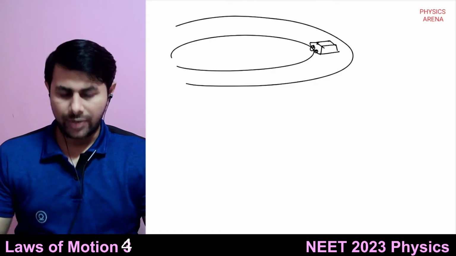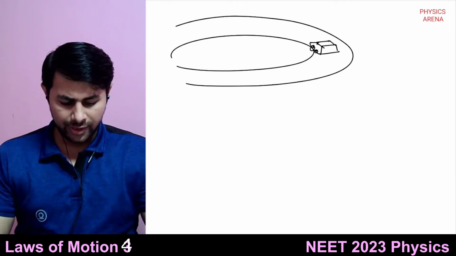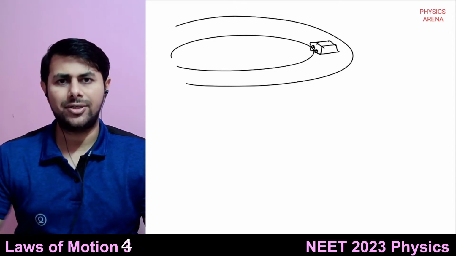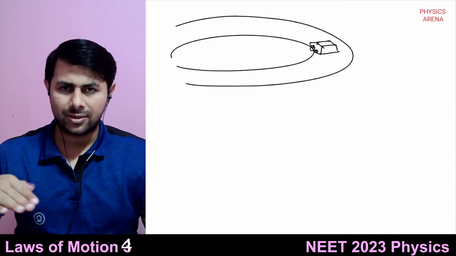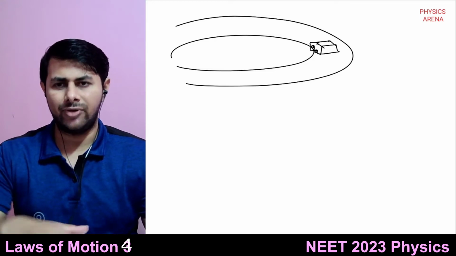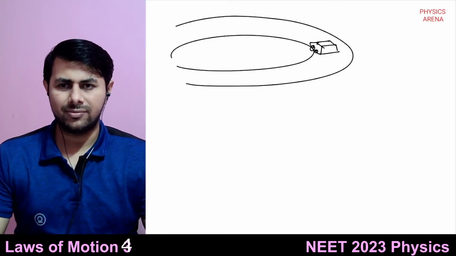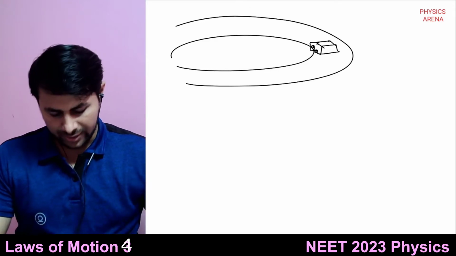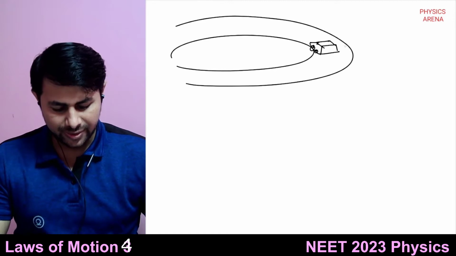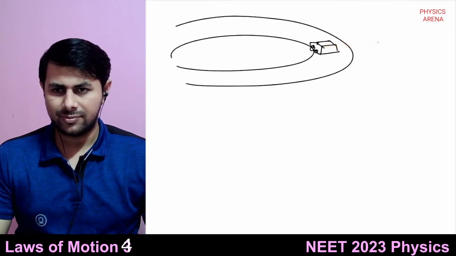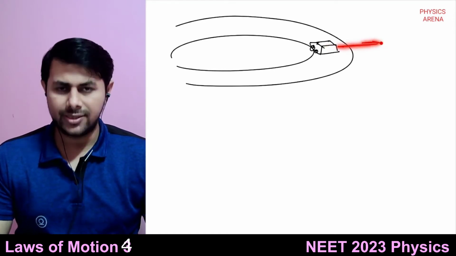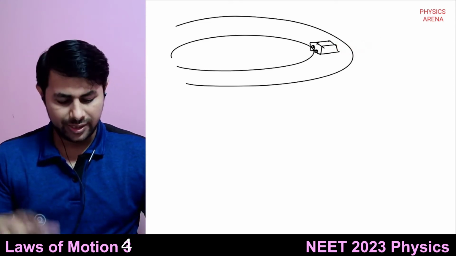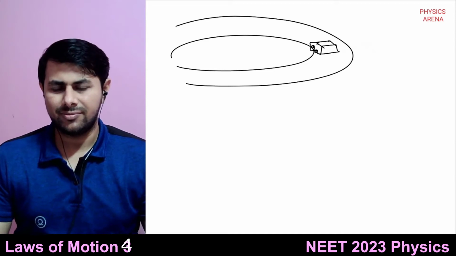To answer this question, think of an oily road or a wet road, okay, and your car is taking a turn on that wet road. What happens? It skids, right? And in what direction does it skid? Away from the center. Okay, it skids away from the center. So which is the force that keeps that car from skidding?